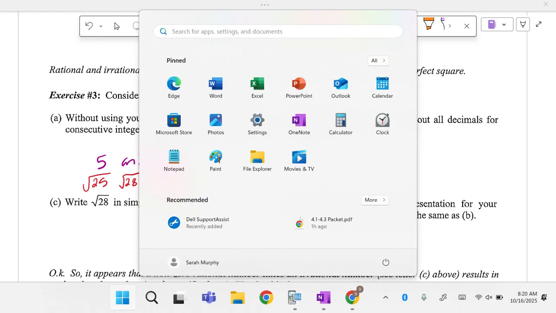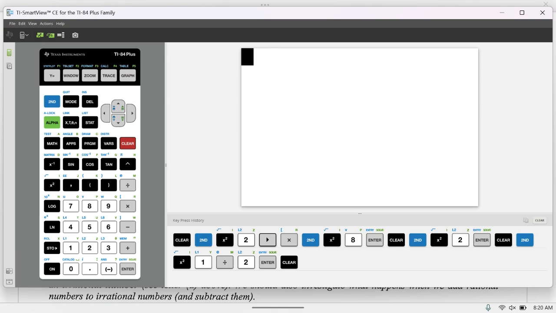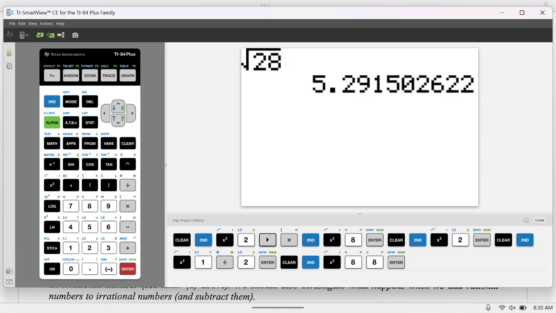So let's just put it in our calculator very quickly. So second square root 28. And is it in fact between 5 and 6? Yes. So write that down real quick because I'm going to have you guys repeat back to me. So that's letter B. So write down the entire number.